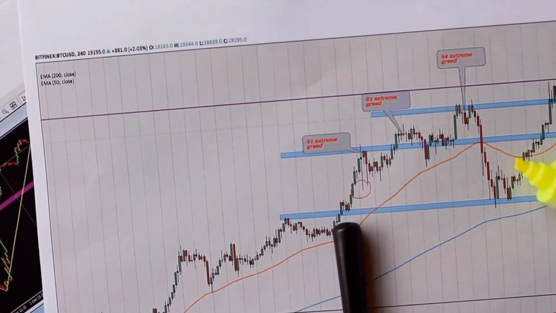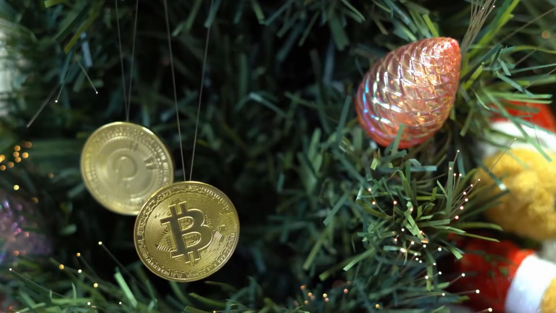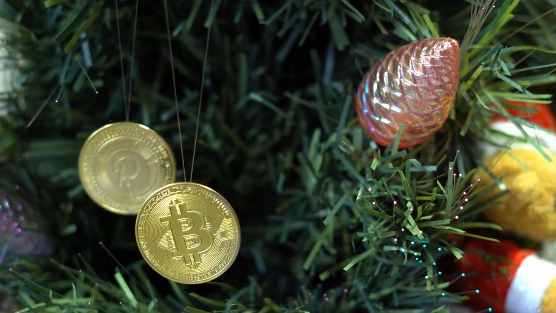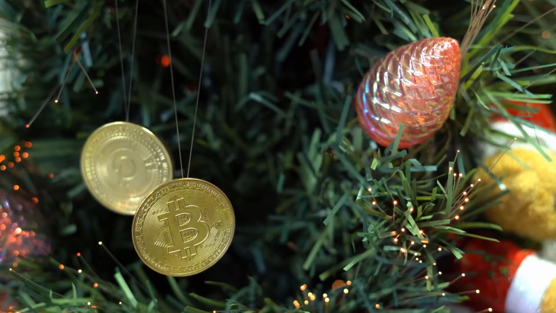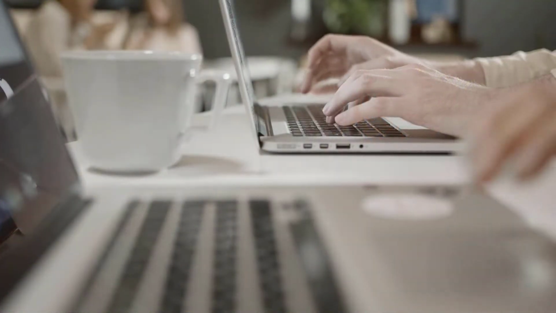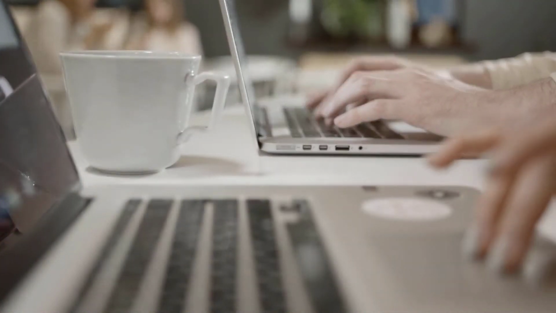Avalanche price prediction 2029. If investors rush in and continue to place their bets on Avalanche, it would witness significant spikes. AVAX could hit $90 by 2029.